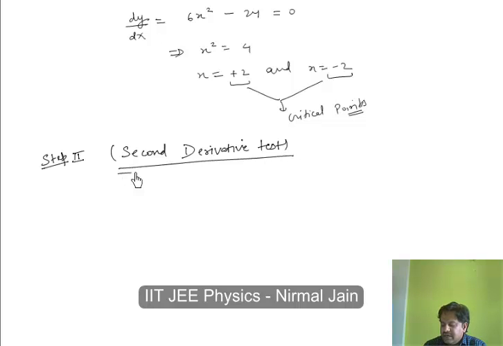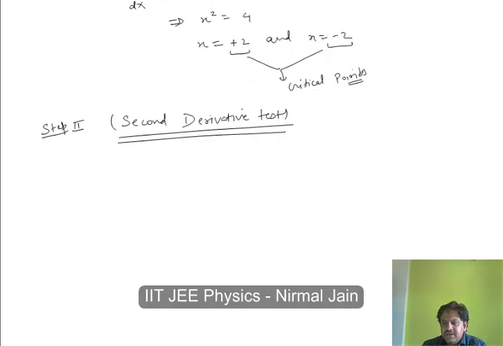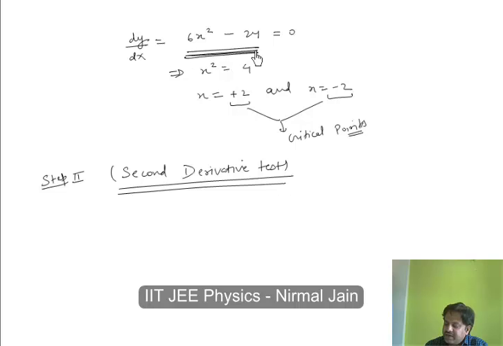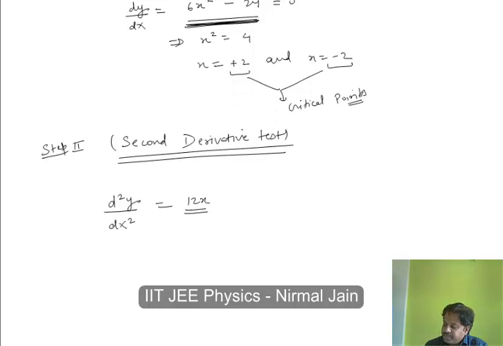Second derivative test. In physics, I think most of the questions will be solvable with this second derivative test, although there are many other methods to find whether the critical points represent a maximum or minimum. So in the second derivative test, we simply differentiate the above differentiated function again, that is, we differentiate 6x square minus 24, and what I get here is d2y by dx2 is equal to 12x, right?